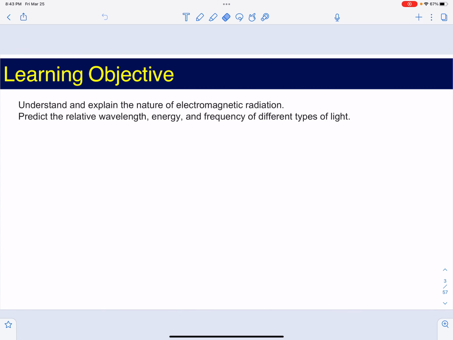So let's start with these two objectives at the same time. Understand and explain the nature of electromagnetic radiation, predict the relative wavelength, energy, and frequency of different types of light. I don't know if you remember, but in one of our first lectures, we were trying to define what matter was, and I asked you to look around and mention something that wasn't matter. And a lot of you said light, sound, and other stuff like that. And the actual answer was light.